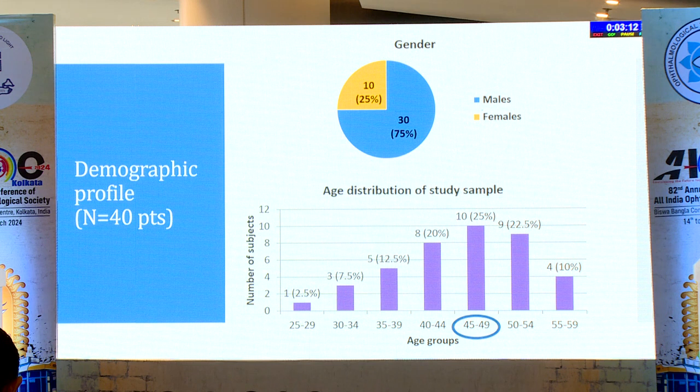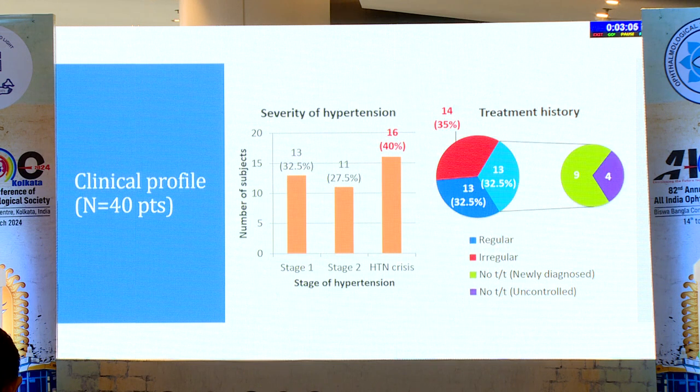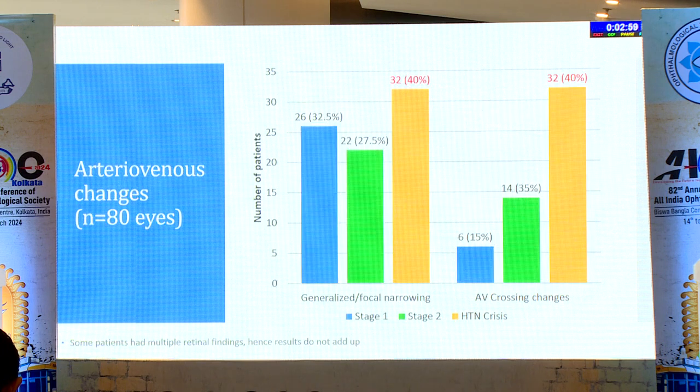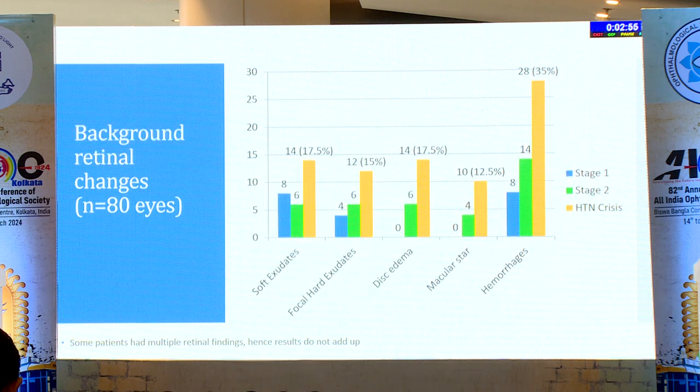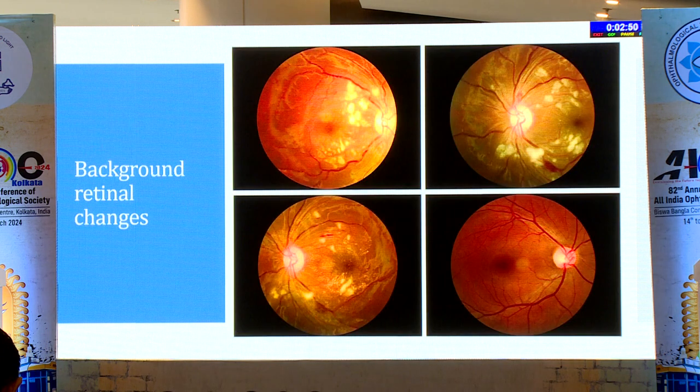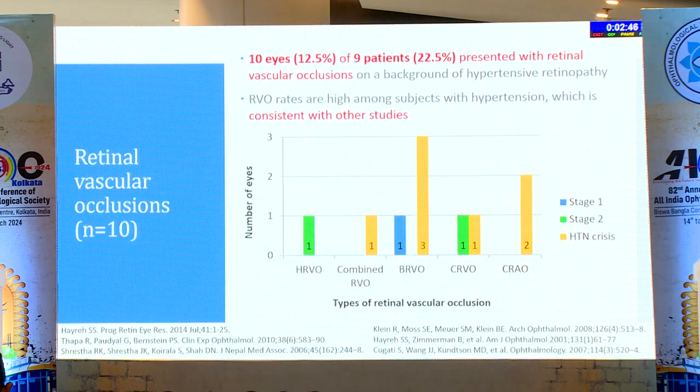Just 30 males and 10 females were included, mostly in the age group of 45 to 49 years. Most presented with hypertensive crisis, which was controlled, and then the investigations were undertaken. Most were on irregular treatment. Arteriovenous changes were noted in up to 40% of the eyes. The background retinal changes were noted, and hemorrhages were the most common background retinal changes. These are some of the representative photographs from the study.